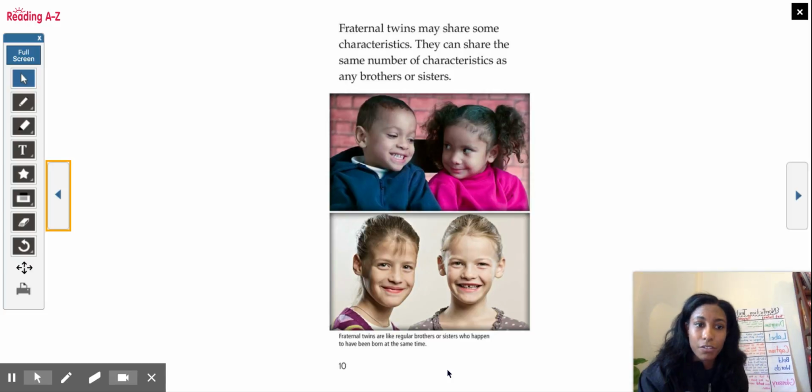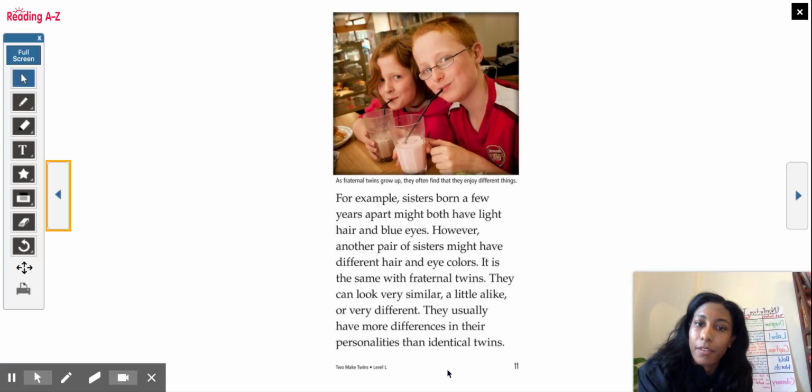My nephews are fraternal twins. They don't look exactly alike. They just happen to be born at the exact same time. Their characteristics and their personalities are very different from each other too. I see another caption. As fraternal twins grow up, they often find that they enjoy different things. That makes sense to me. I read before that their characteristics and personalities can be different, so that makes sense to me.